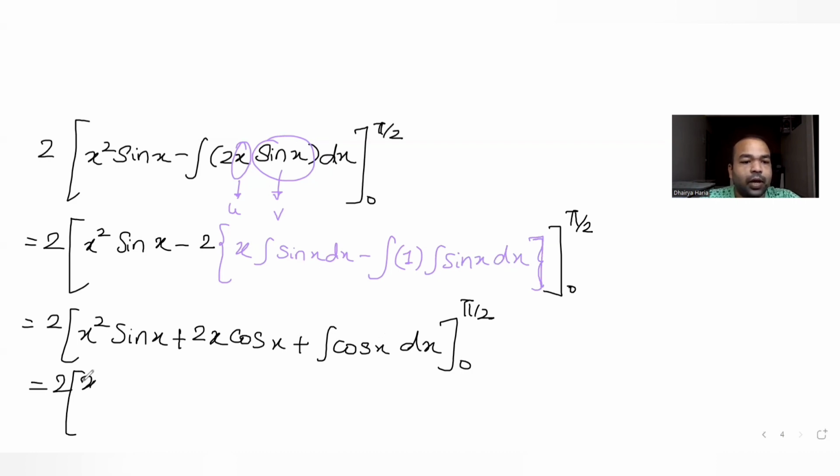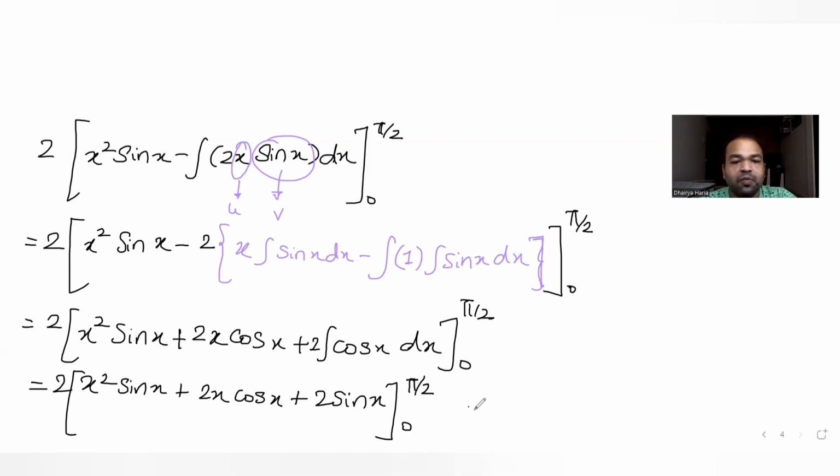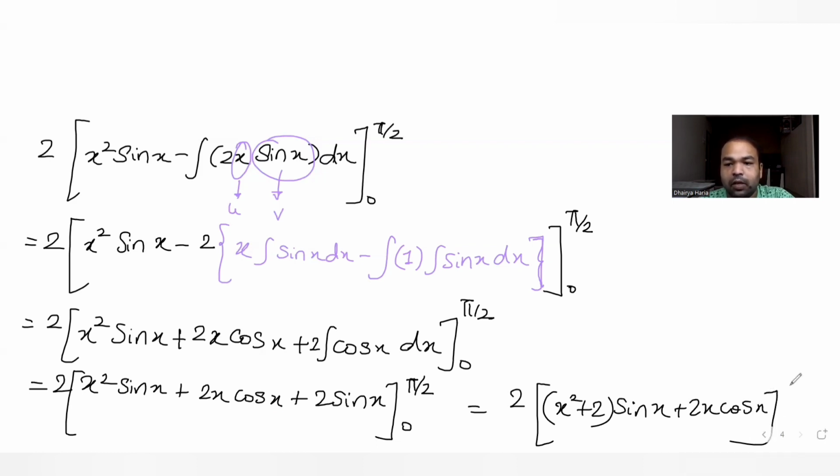So you get 2x square sin x plus 2x cos x. This 2 is also multiplied here, so it becomes 2 here also. So 2 and integral of cos x, we know it is sin x, so 2 sin x. So if I try to solve this further, you get 2x square sin x plus 2x cos x plus 2 sin x. Limits going from 0 to pi.